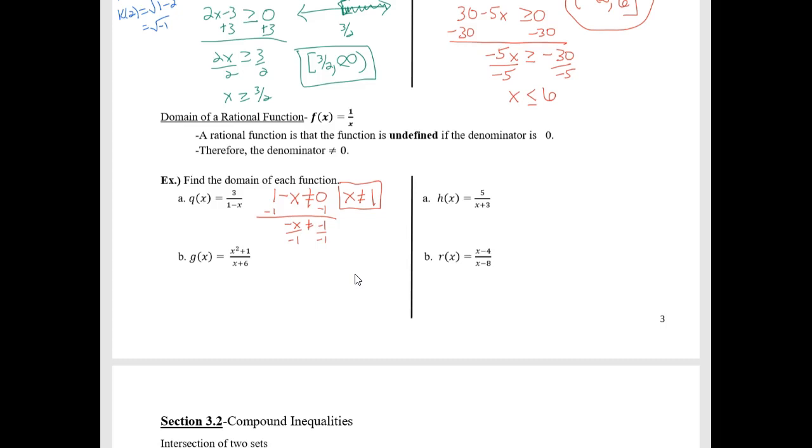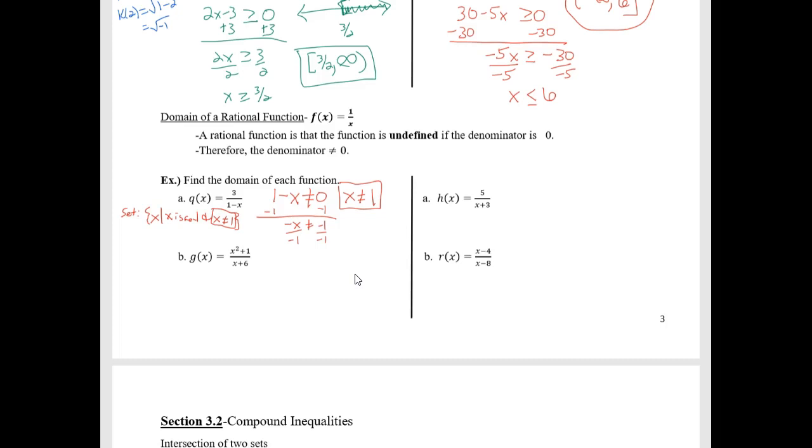If I wanted to write it in set builder notation, I would say, so this is the set builder, the set of x's such that x is real and x is not equal to 1. I've also seen it just abbreviated with just this piece here. So all the x's such that x is not 1. It's assumed to be real.